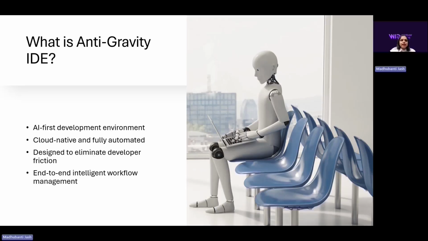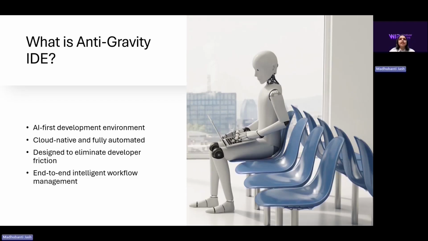What is the Antigravity IDE? It is built as an AI-first development environment where intelligence powers every stage of creation. It operates cloud natively with fully automated infrastructure that scales, deploys, and optimizes without manual intervention. The platform is designed to eliminate developer friction by removing repetitive tasks and simplifying complex workflows.